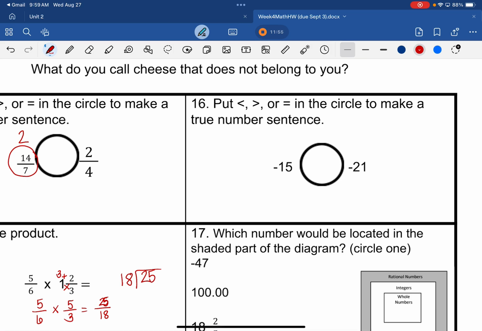Number 16, we are going to compare. We're comparing -15 and -21. If you're comparing negative numbers, the one that's closest to 0 is larger. It has a larger value. So hopefully that helps you.